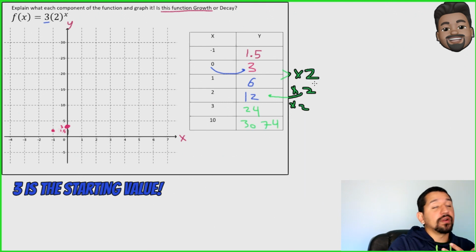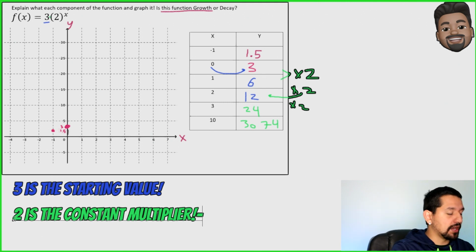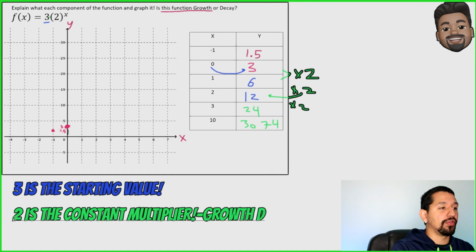The 2, if you notice, that's why the x is on the exponent. Whenever the x is on the exponent, right, that means we're repeating 2. Well, what's in between the 3 and the 2 is multiplication. So when I say we're repeating 2, I can come out here and say the 2 is the constant multiplier. We are constantly multiplying by 2. In other words, let me introduce a new language now. We call this the growth factor. This has a growth factor of 2.